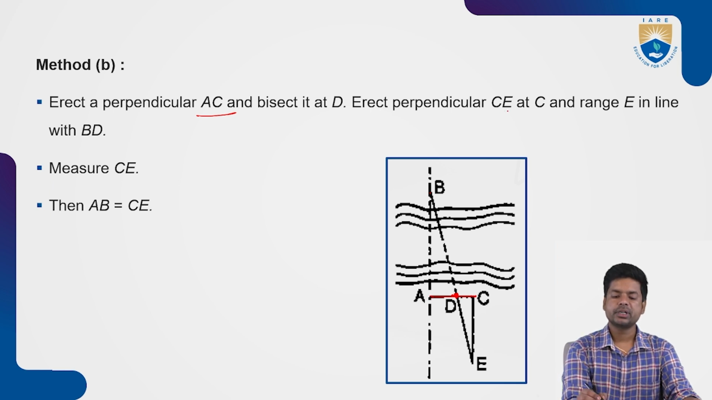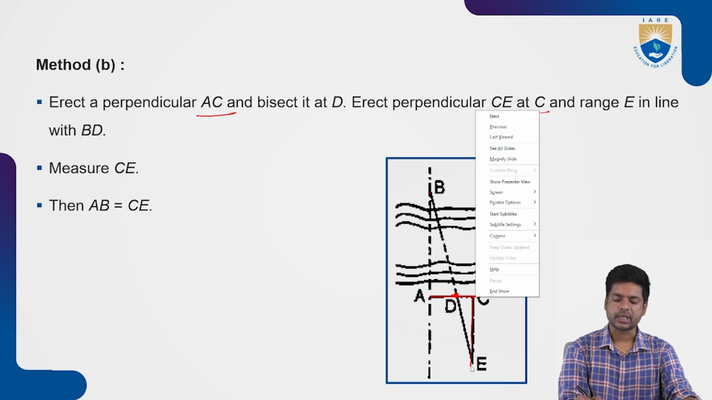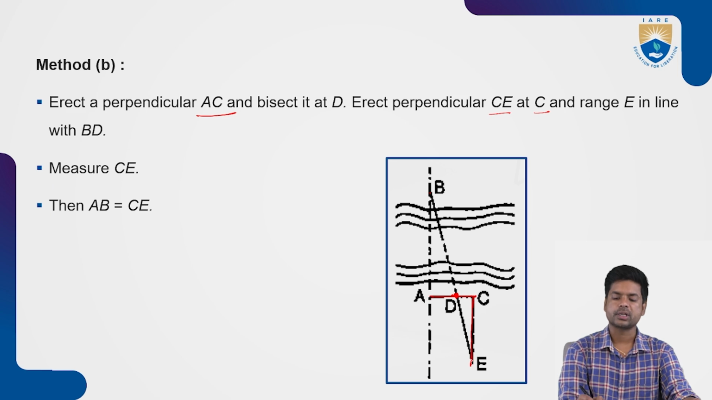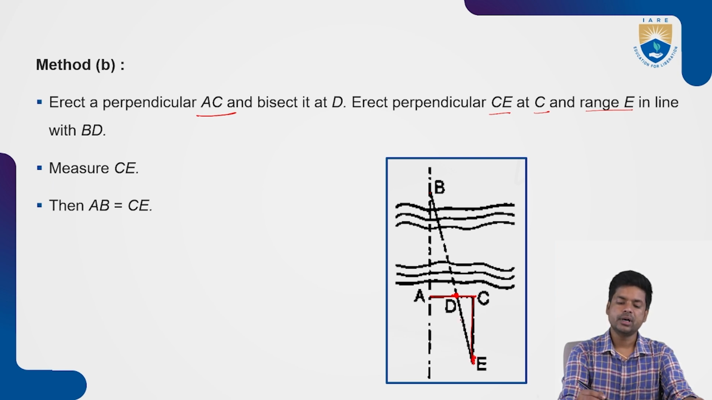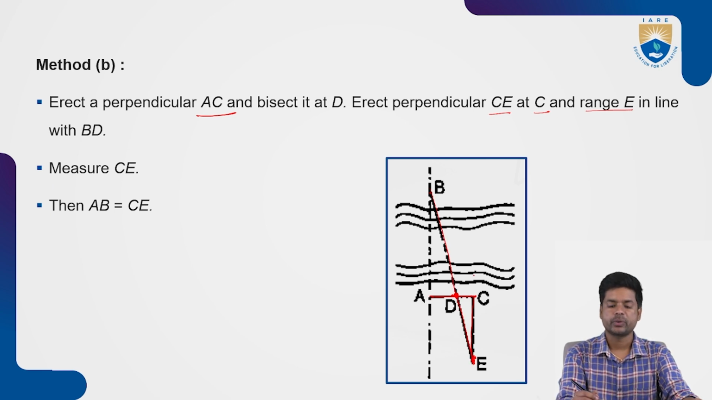Now erect a perpendicular to CE at C. From point C, draw one more perpendicular line and range to E. This particular point E should be aligned with the line BD. These three points should be on the same line. When you establish the point E, it should be in line with the line BD.